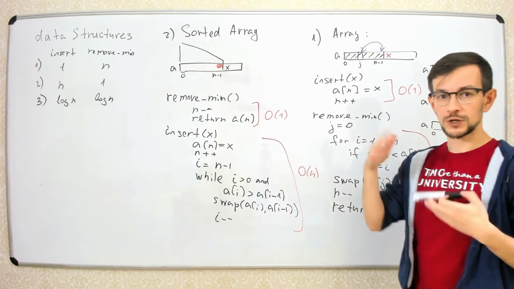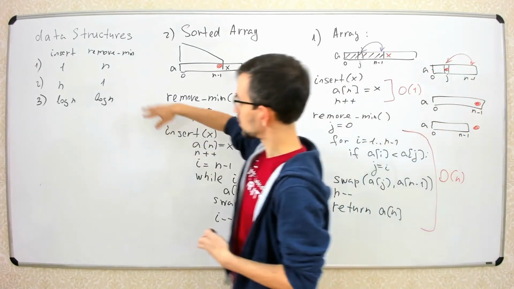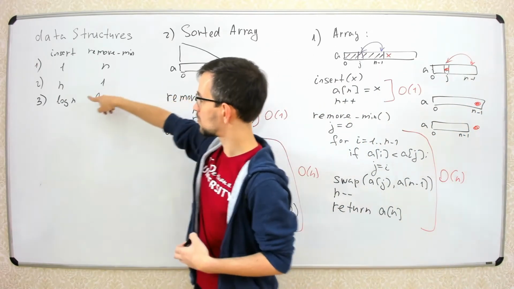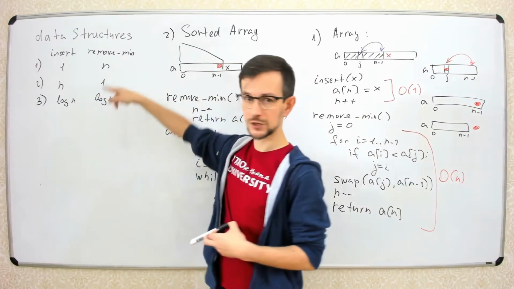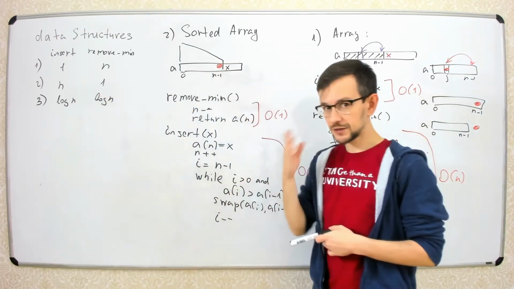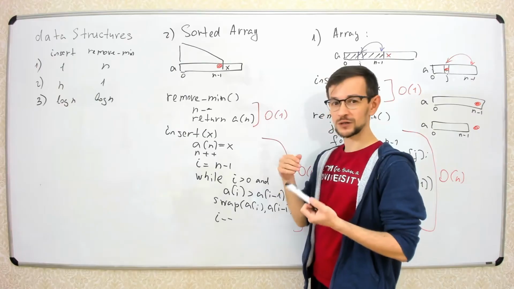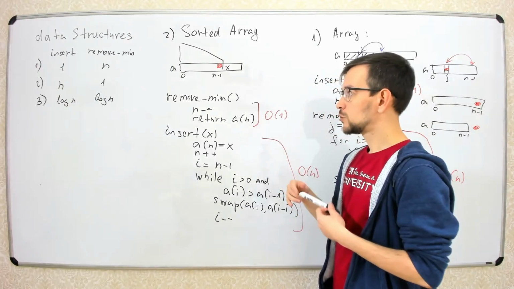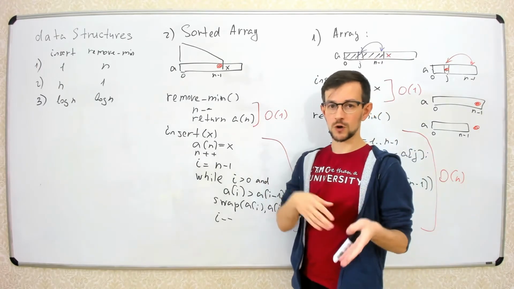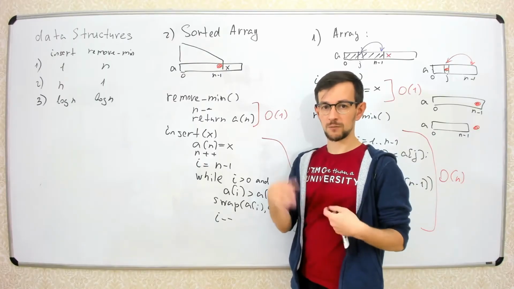It's hard to compare two data structures. For example, if you compare these two data structures, this operation is faster, but this operation is slower. That's usually what happens when you compare these structures. But when you decide what data structure to use in your algorithm, you need to calculate the number of operations you need to have.